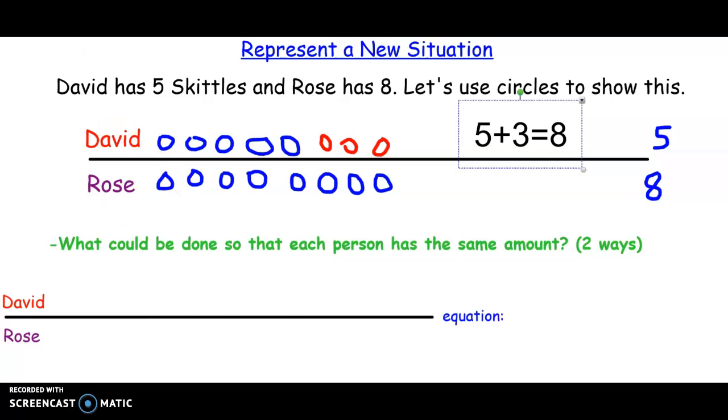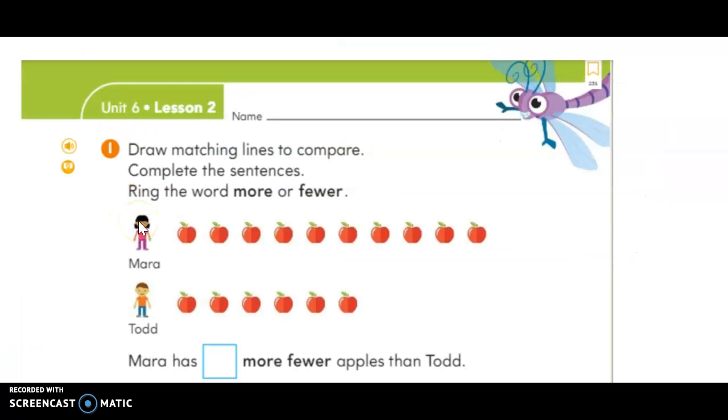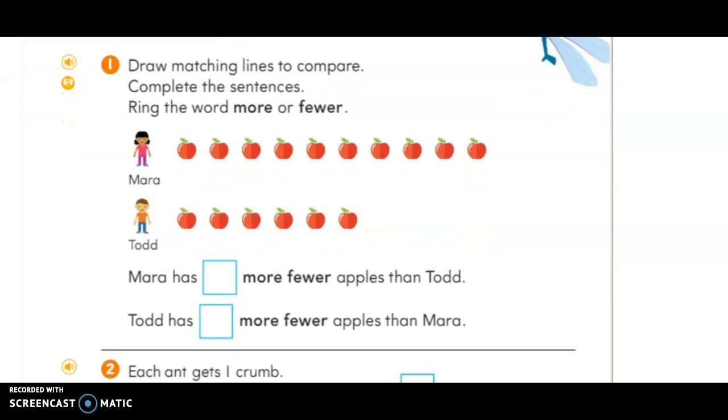Okay? Let's get some more practice in our math workbook. You need to go to page 251. Put your name on the top, please. Number 1, we're going to draw matching lines to compare and complete the sentences and ring, which we know means circle the word more or fewer. Okay, so get your pencil.